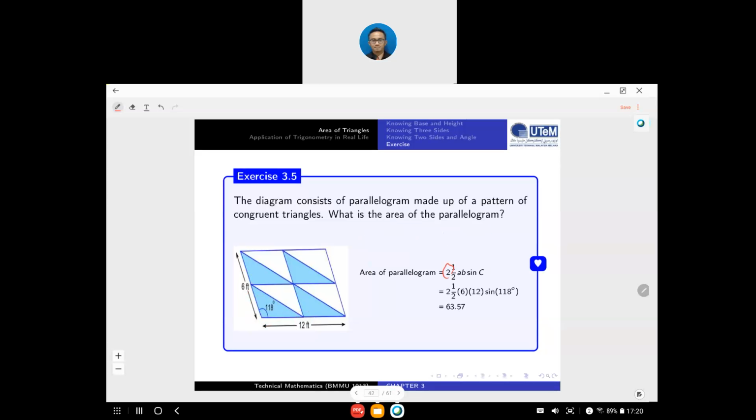Why times by 2? Because you have two triangles. The first one, this one. The second one, this one. Supposedly the angle here should be equal to the angle here because it is a parallelogram. That's why we times by 2, because the area of parallelogram is twice. So 2 times by 1/2 times by 6 times by 12 times by sine 118 degree. And then we can get 63.57. This one is for question 3.5. Any problems?